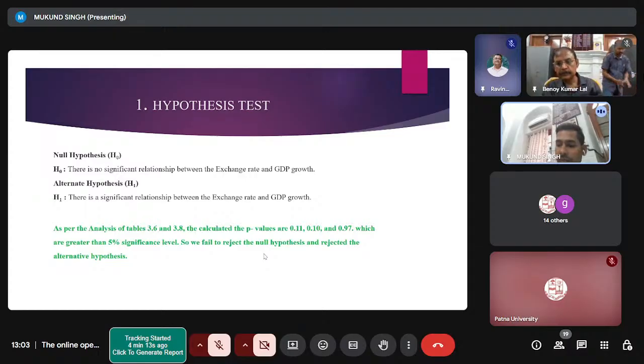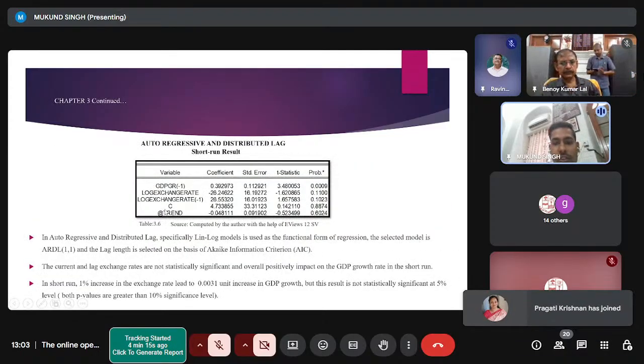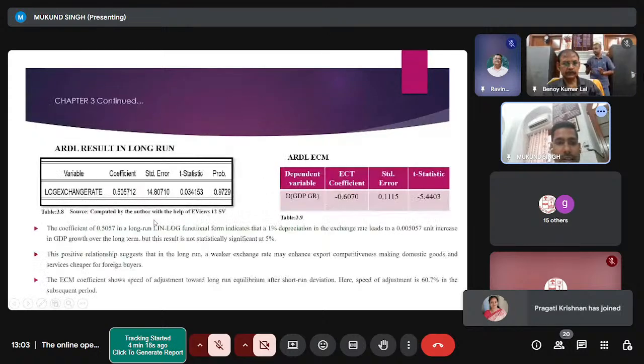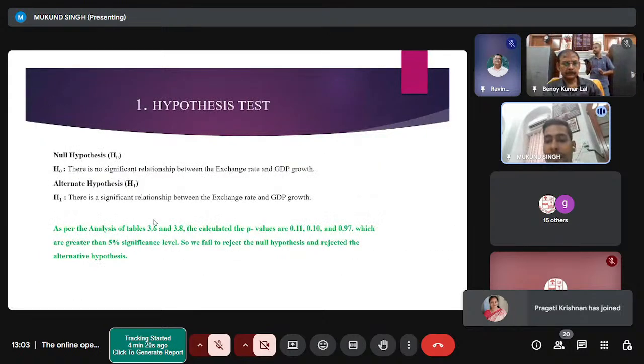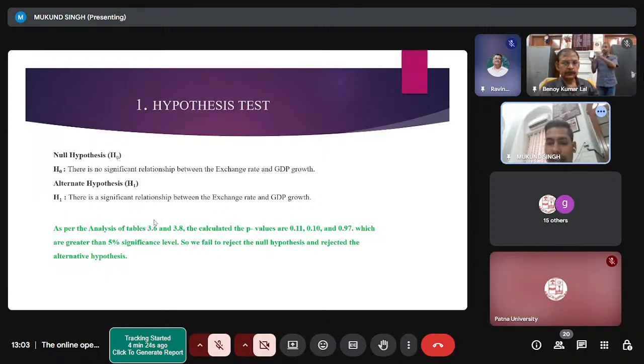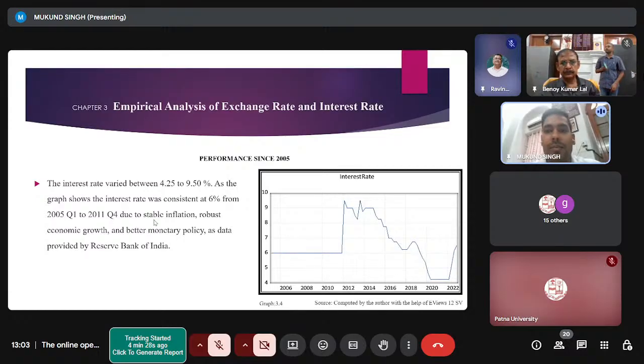As per the analysis of table 3.6 and table 3.8, the p-values are greater than 5% significance level. So we failed to reject null hypothesis and rejected the alternative hypothesis. Now, second part of this chapter, impact of exchange rate on interest rate.